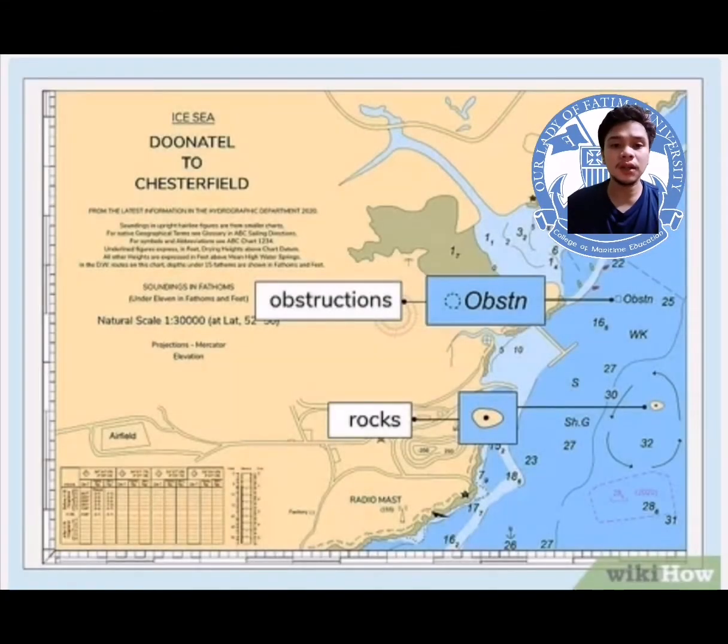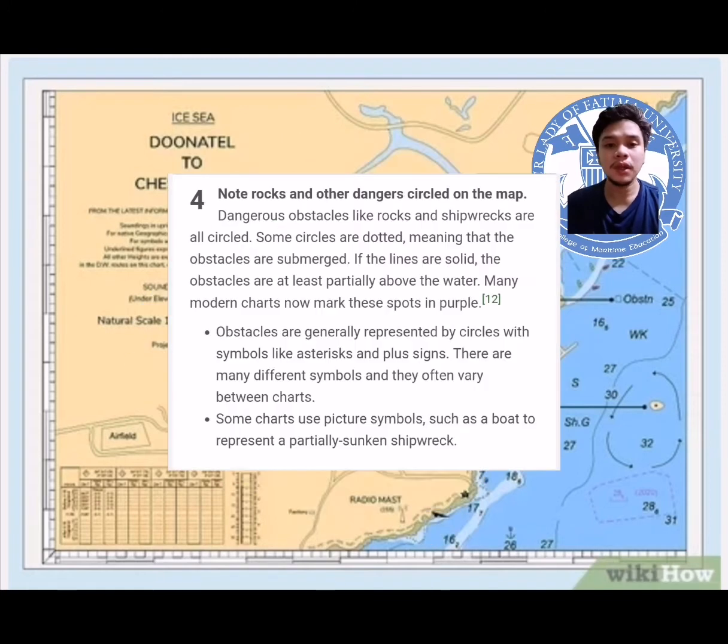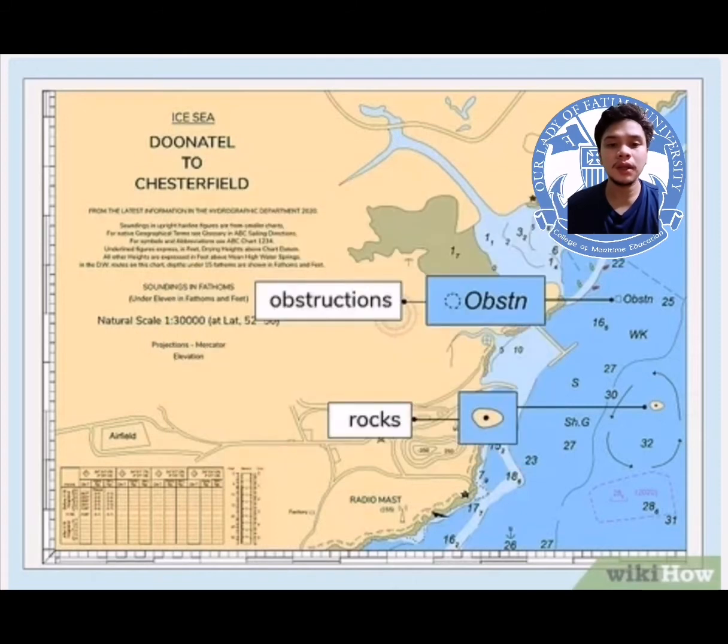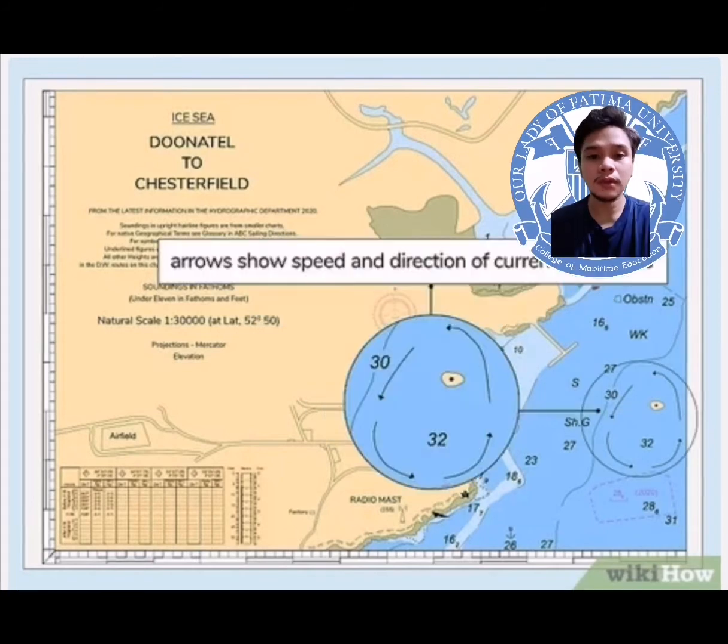Note rocks and other dangers circled on the map. Dangerous obstacles like rocks and shipwrecks are all circled. Some circles are dotted, meaning that the obstacles are submerged. If the lines are solid, the obstacles are at least partially above the water. Obstacles are generally represented by circles with symbols like asterisks and plus signs. There are many different symbols, and they often vary between charts.